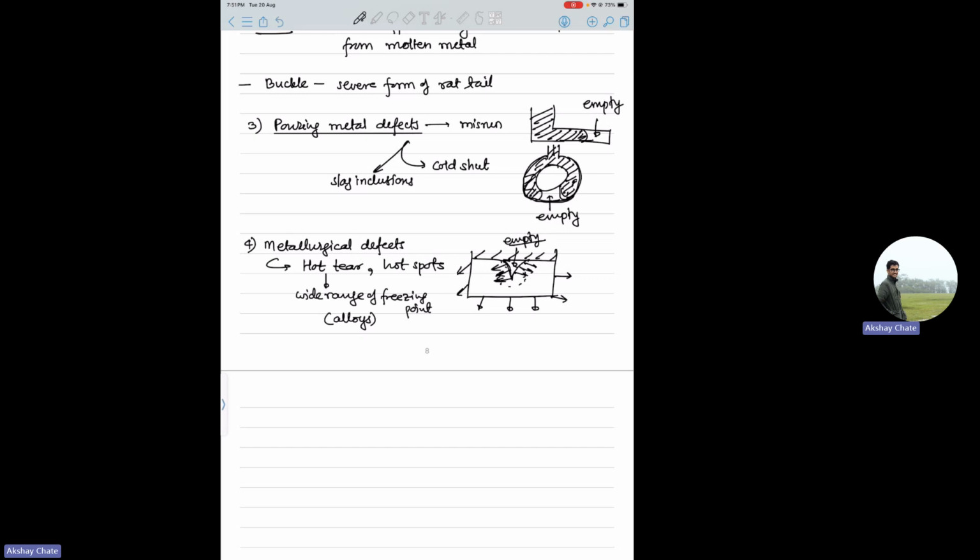And then there are some other defects. One more thing is there: you have coarse grain structure defects also. See what happens if you have too slow a solidification. Your grain structures will become coarse, and then your strength etc. goes down. So you will not get the desired properties.